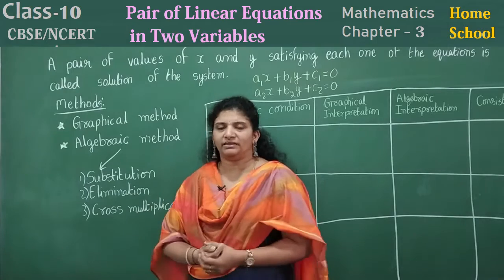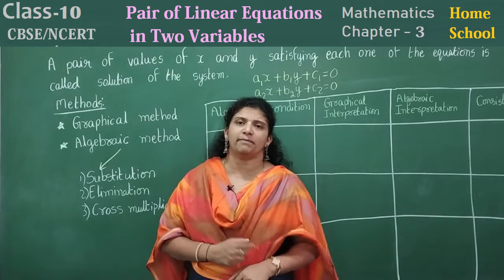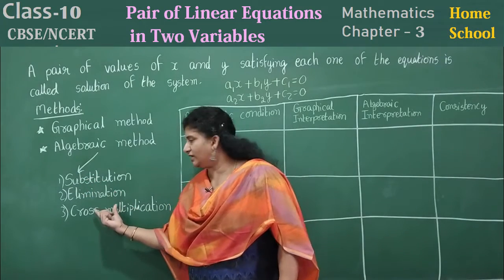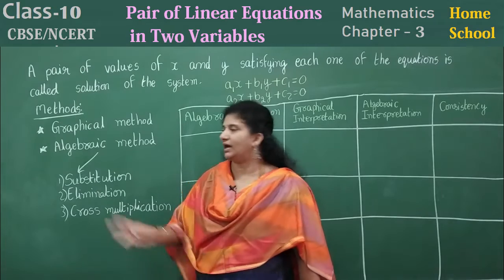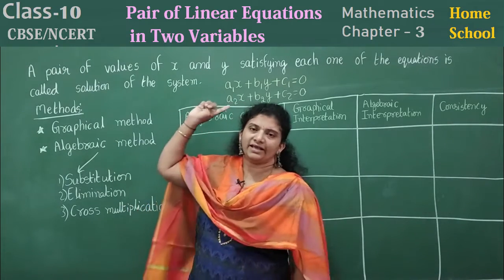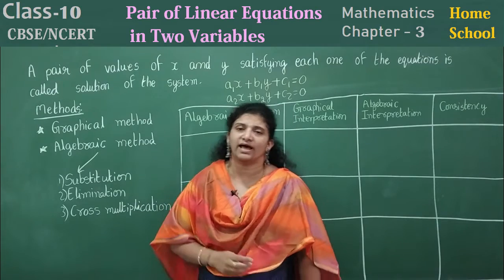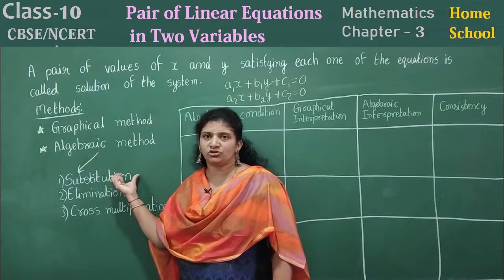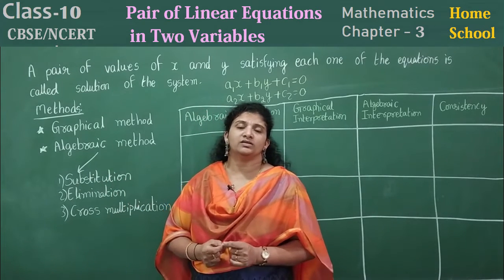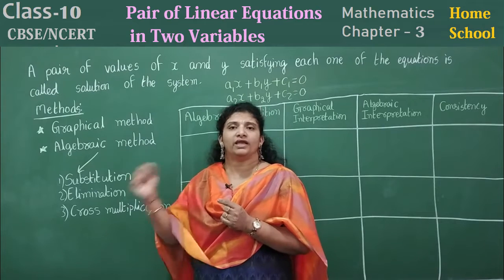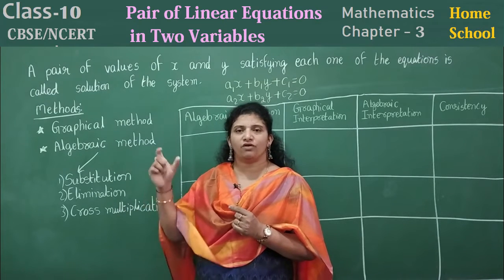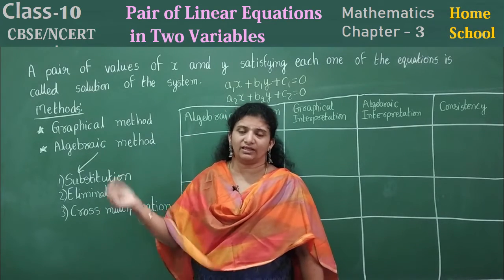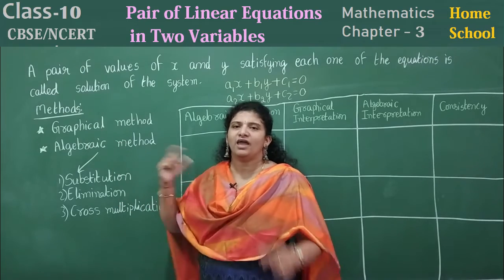In the algebraic method, we will have three more sub-methods. What are those? Substitution method, elimination method, cross multiplication method. There are three methods to find the x and y values in a pair of linear equations. So coming to the substitution method: you bring one equation into x form. That x form that you got, substitute in the other equation, get the value of y, then again substitute in x, and you are going to get the x and y values.